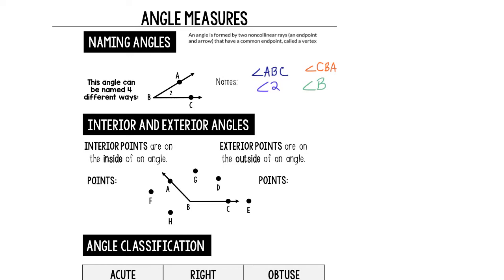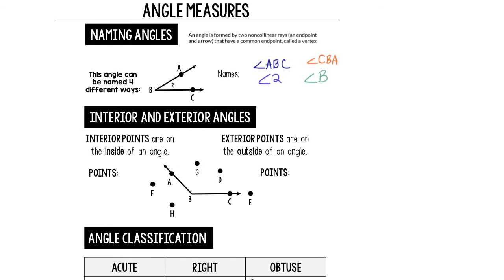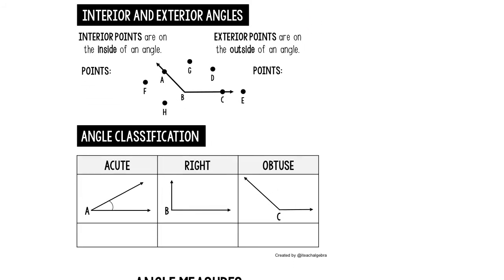All right. Interior and exterior angles. Moving on down. It says here, interior points are on the inside of an angle. And opposite, and not surprisingly, exterior points are on the outside of an angle. So I've given you an angle here, angle ABC or CBA or angle B. And we want to know which of those points are interior and which points are exterior.